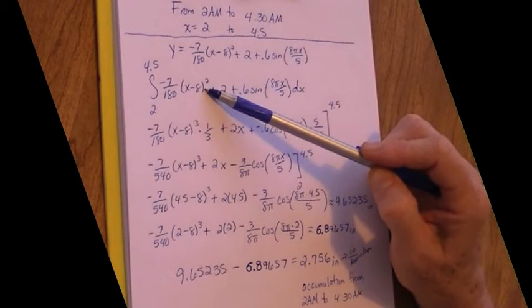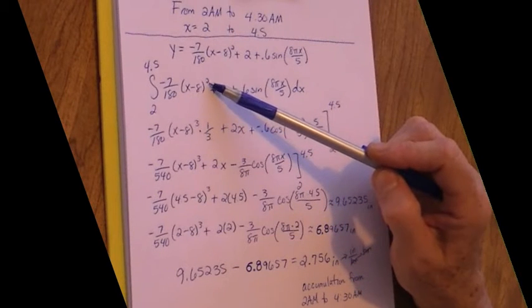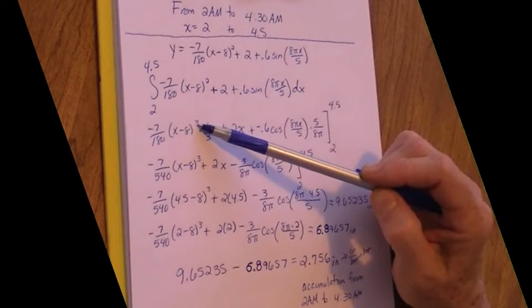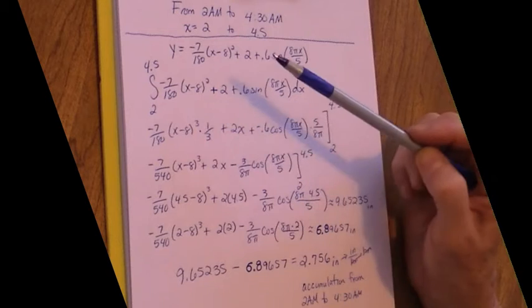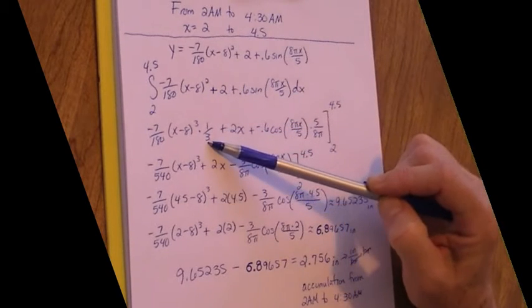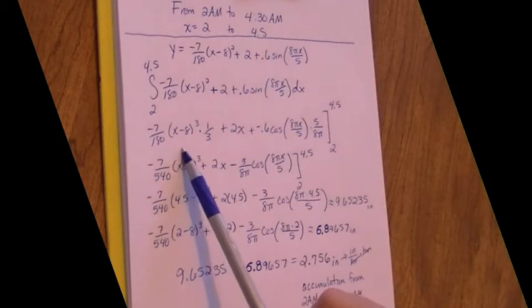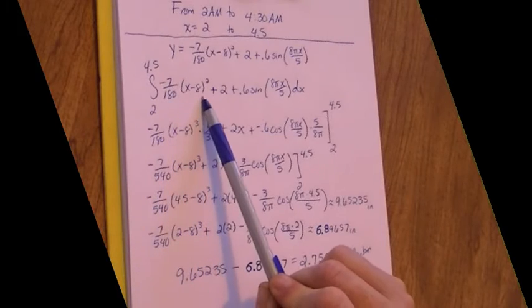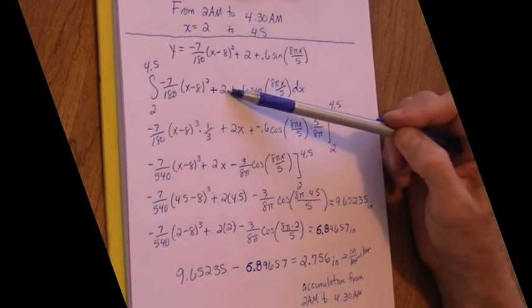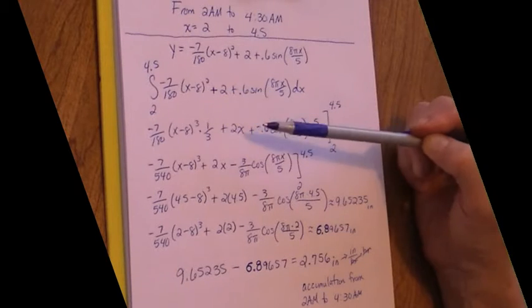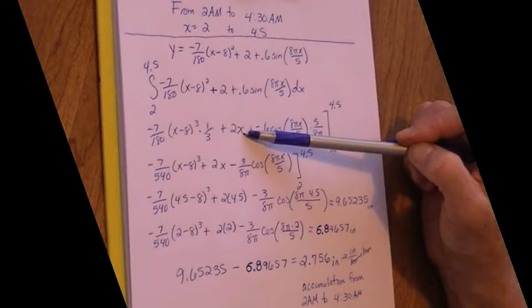The first term in our curve is a power function of 2. The antiderivative will then be a cube. I added 1 to the power, and then you divide by the new power. So this is the antiderivative of that term. The next term in the curve is 2. The antiderivative of 2 is 2x.